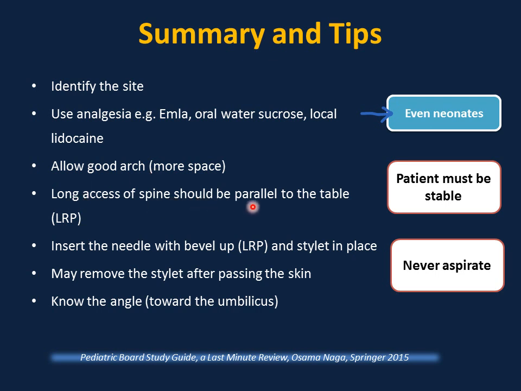The long axis of the spine should be parallel to the table in lateral recumbent position. Insert the needle with the bevel up in lateral recumbent position and the stylet in place. You may remove the stylet early after passing the skin and advance slowly. This may increase your success rate in obtaining CSF. Know the angle: it will be toward the umbilicus, about 15 degrees.